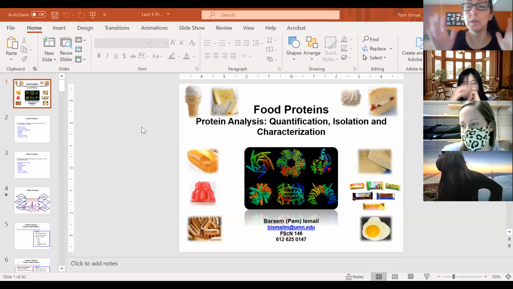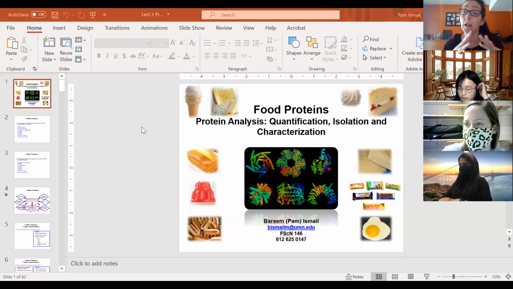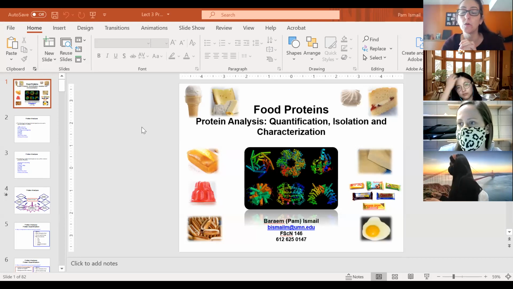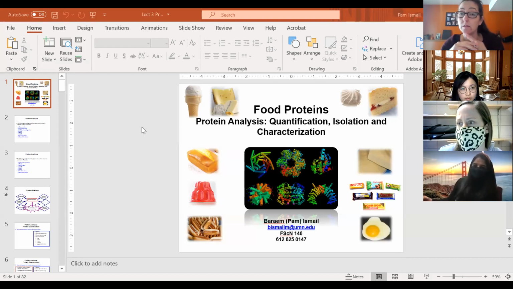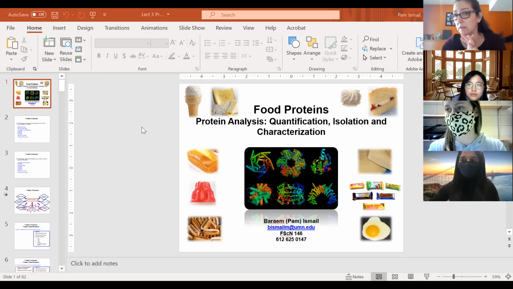So protein analysis. This is an important topic because it sets the stage for when we compare protein structure to function. It also sets the stage to understand production of protein ingredients. So it's really important that we cover this topic now. It has a lot of elements in it, and it is divided into three categories: quantification, isolation, which can be done for different reasons, and we'll talk about that, and then characterization.